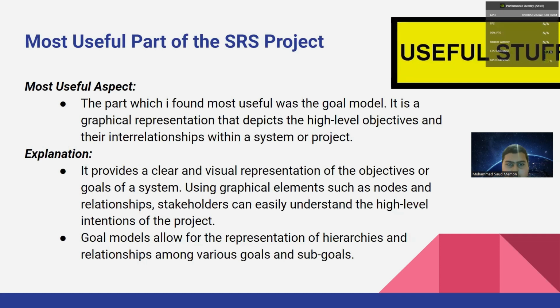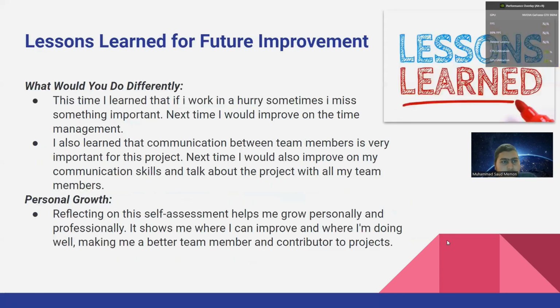It is a graphical representation and depicts the high-level objectives and their interrelationships within a system or project. It provides a clear visual representation of the objectives or goals of the system. Using graphical elements such as nodes and relationships, a stakeholder can easily understand the high-level intention of the project. A goal model also allows for the representation of hierarchies and relationships among various goals and sub-goals.